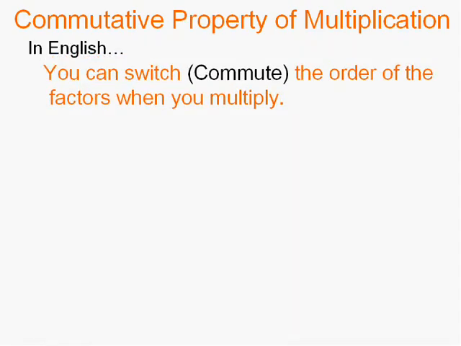What about the commutative property of multiplication? We'll use this in the future as well. That is, you're allowed to switch, hence the word commute. You're allowed to switch the order of the things getting multiplied, the factors, when you multiply. So 5 times 7 is the same as 7 times 5. Note we switched them, didn't we?